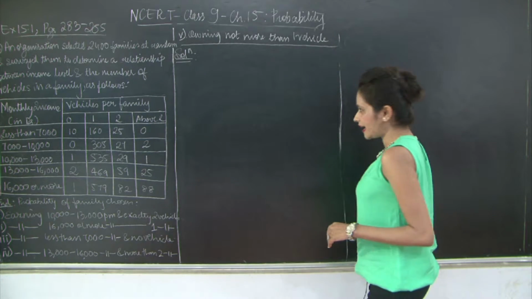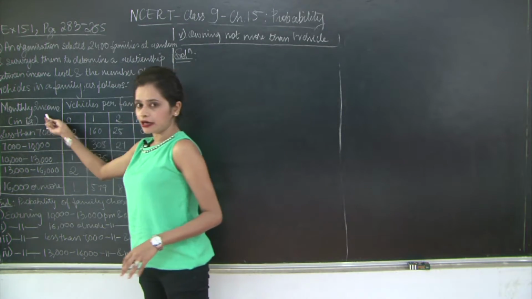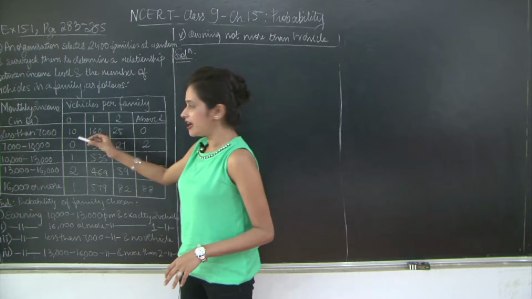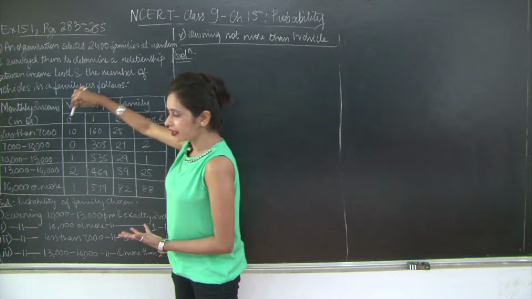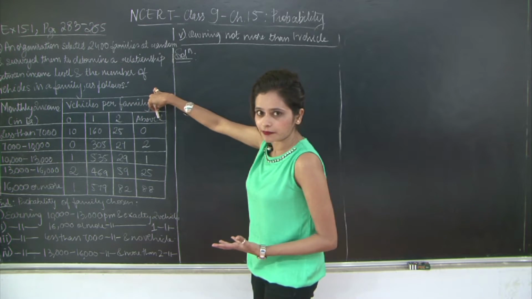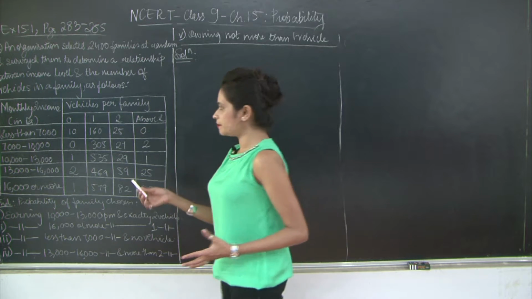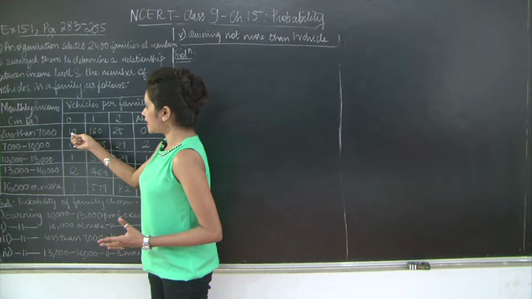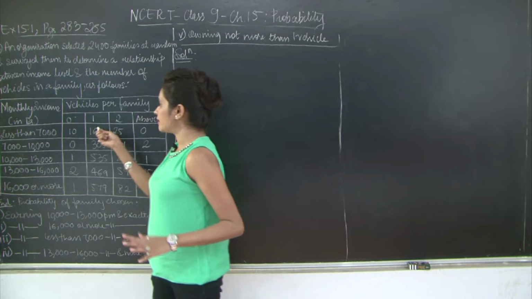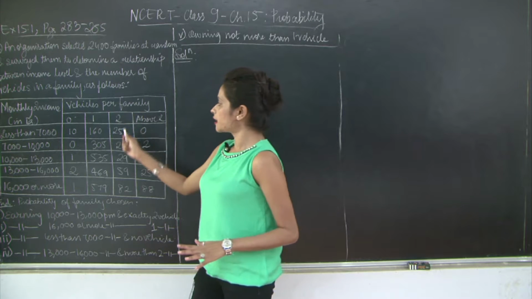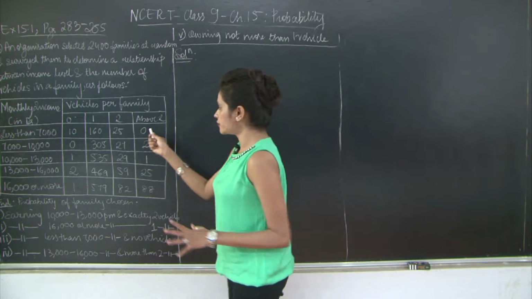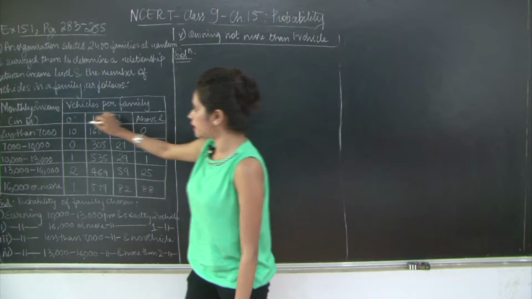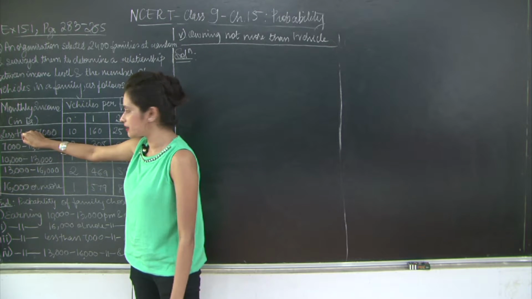So in the table we have three parameters. One is the monthly income in rupees, the other is vehicles per family. The vehicles per family is divided into families having 0 vehicles, 1 vehicle, 2 vehicles and above 2 vehicles. So how do you understand this table? With the income group of less than 7,000, there were 10 such families that had no vehicles at all. There were 160 such families that had 1 vehicle. There were 25 families that had 2 vehicles, and there were 0 such families that had more than 2 vehicles. So these were the numbers of families for the income group of less than 7,000.